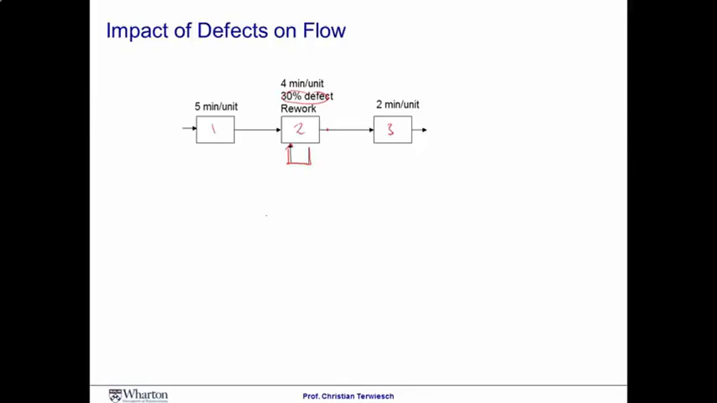Where is the bottleneck? Well, a very naive analysis would suggest that we just take the processing times, do 1 over the processing time to get the capacity levels, so that means 1/5 units per minute, 1/4, and 1/2. However, rather obviously, this analysis misses the effect of rework.